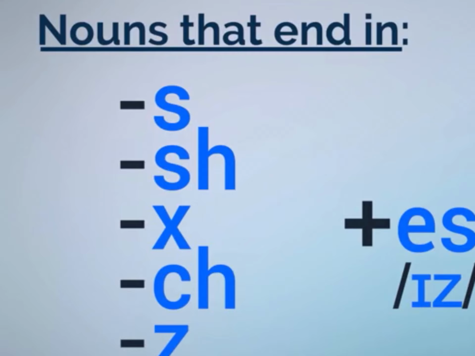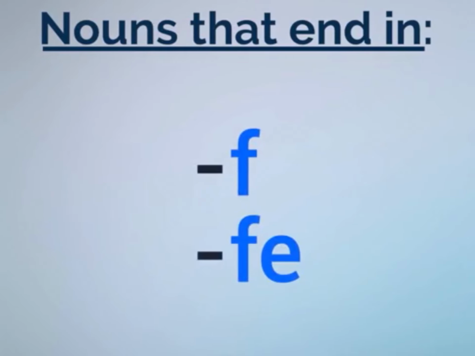Okay, now let's talk about nouns that end in F and FE. These are kind of tricky. We're talking now about nouns that end in F and FE. For example, roof, ROOF, is singular. For plural, it becomes roofs. Okay? Safe, SAFE, becomes safes, SAFES.